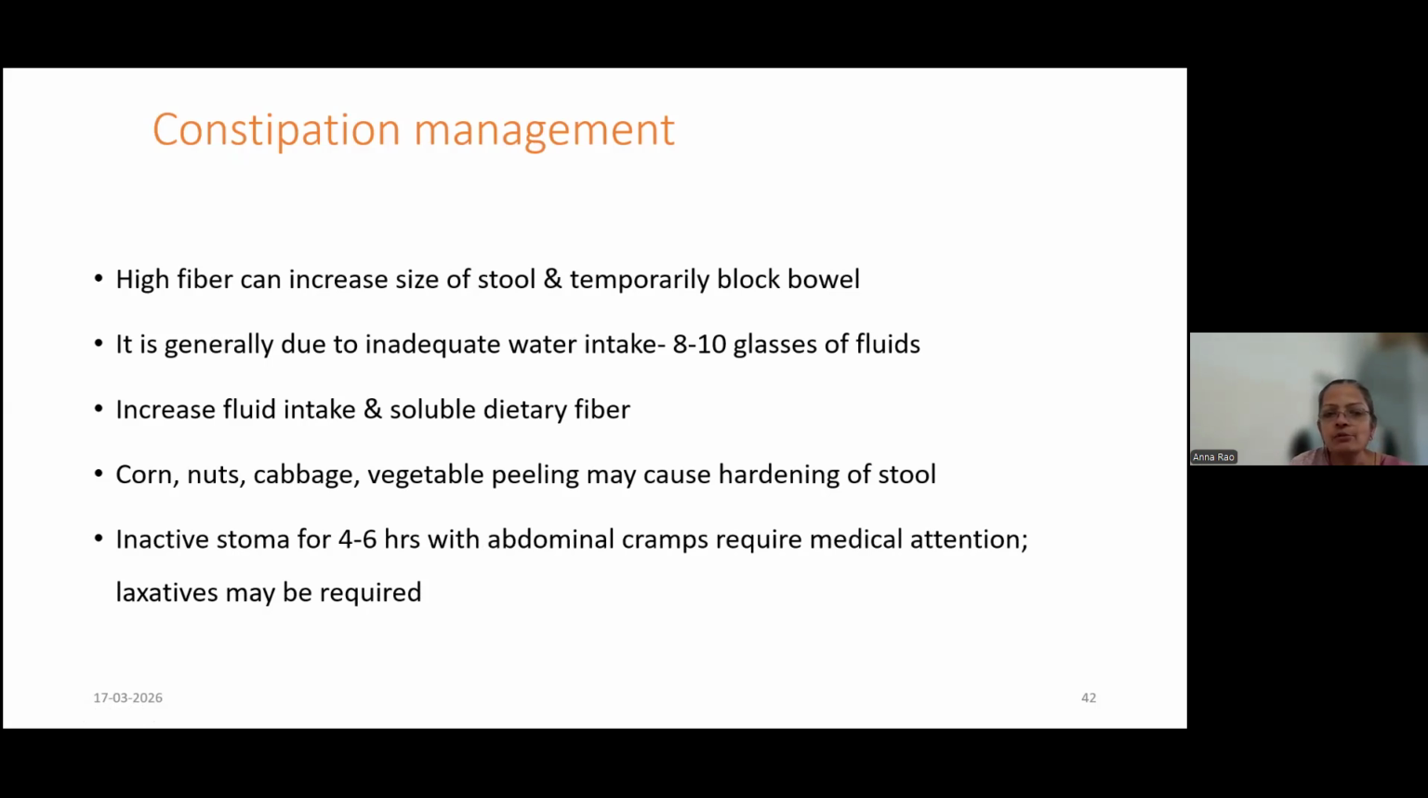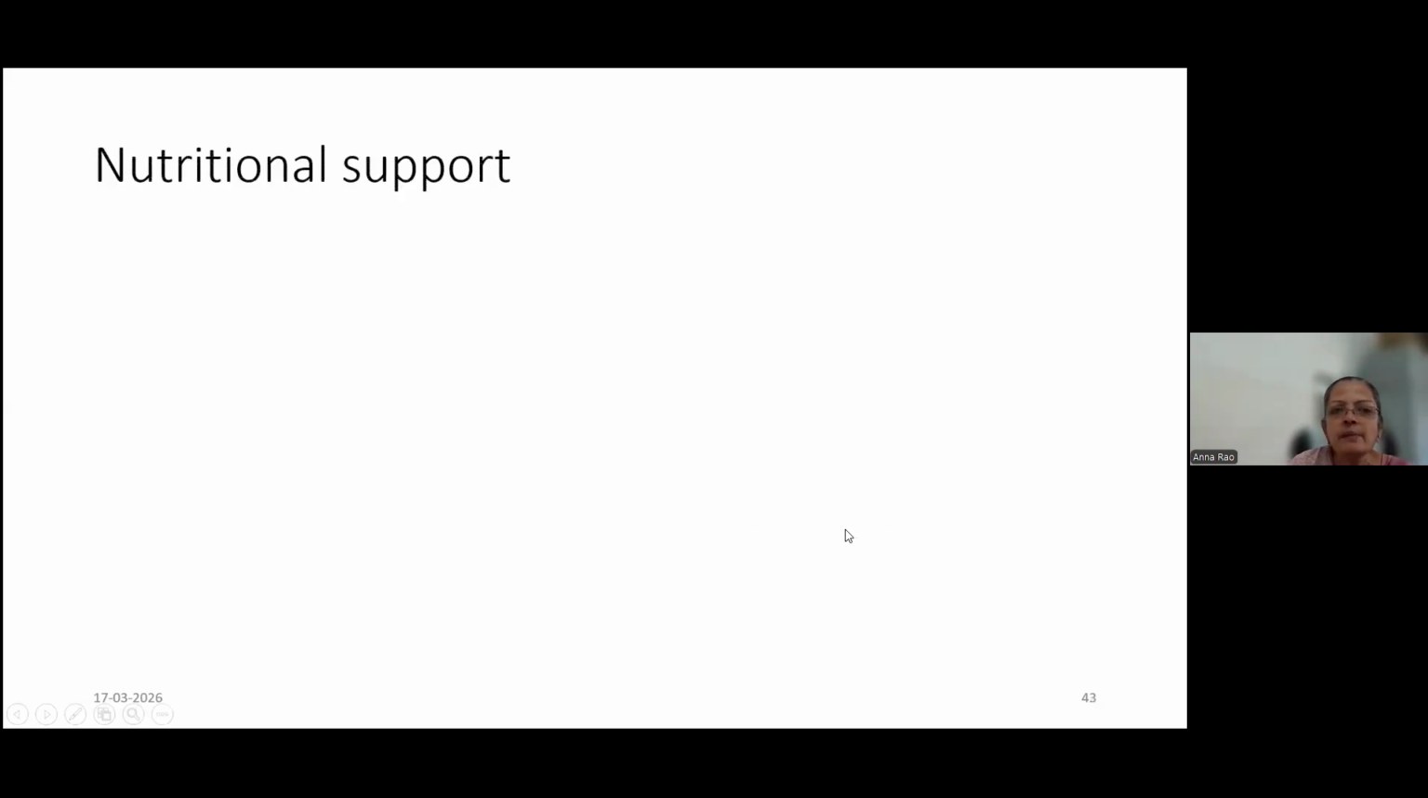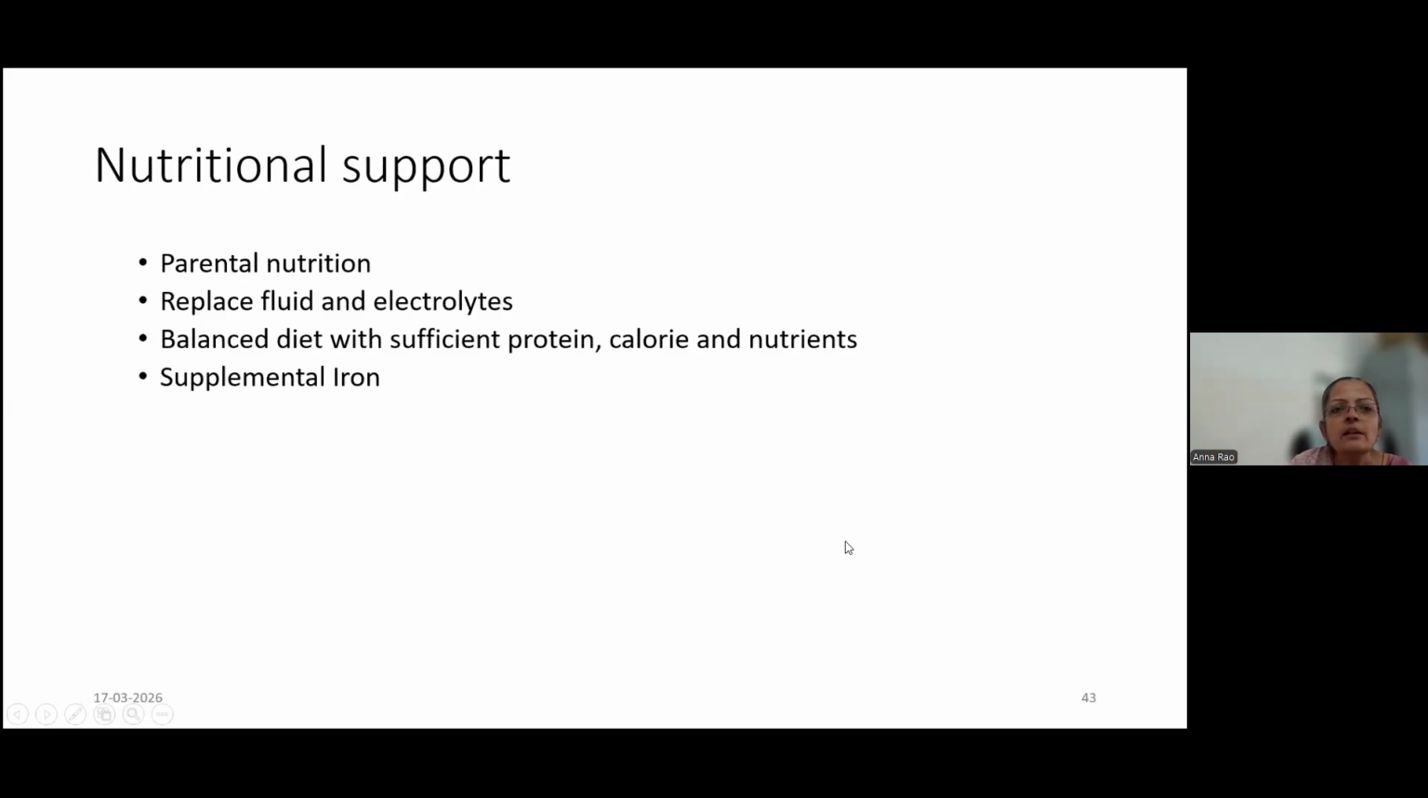Inactive stomach for 4 to 6 hours with abdominal cramps should be reported, okay, and medical advice should be taken. Laxatives may be prescribed. Nutritional support: whether he is having any parenteral nutrition or not, need to find out how to give it. That also, as per the prescription and advice, we can go about.